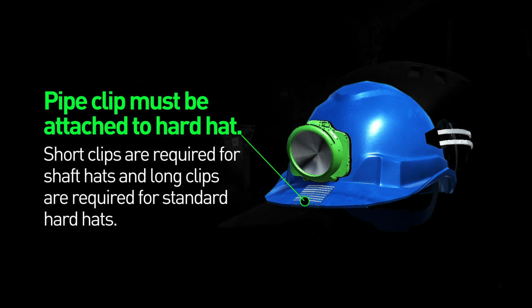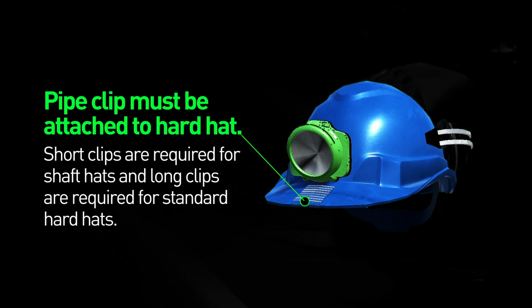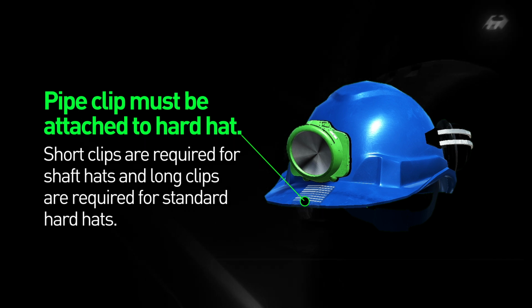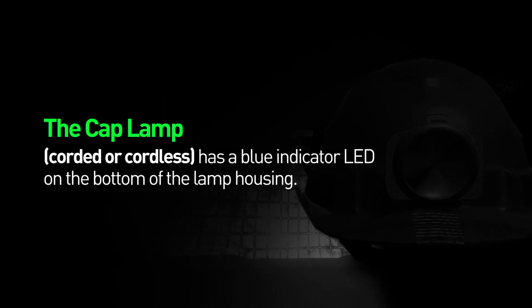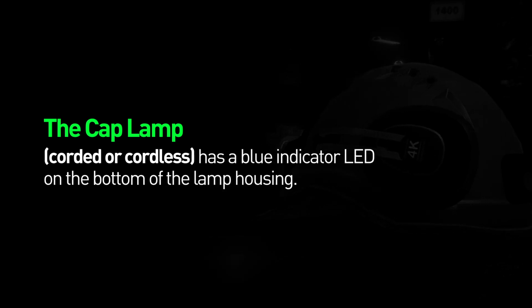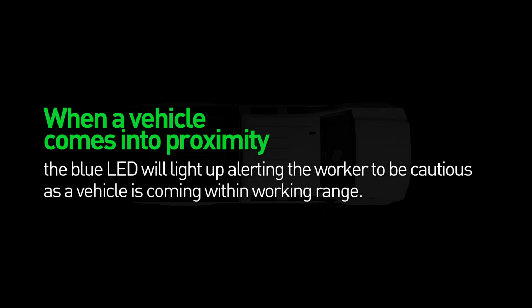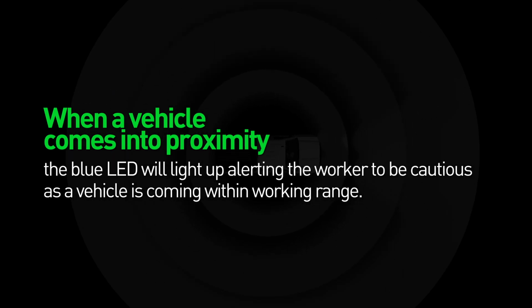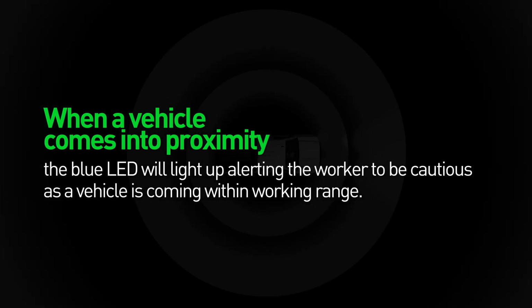Pipe clip must be attached to hard hat. Short clips are required for shaft hats and long clips are required for standard hard hats. The cap lamp, corded or cordless, has a blue indicator LED on the bottom of the lamp housing. When a vehicle comes into proximity, the blue LED will light up, alerting the worker to be cautious as a vehicle is coming within working range.